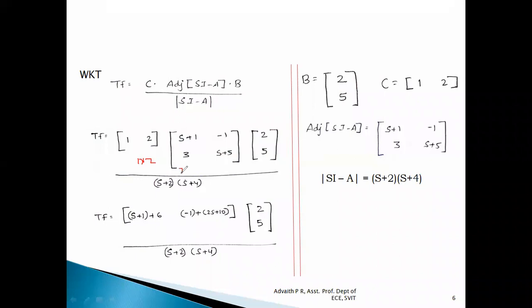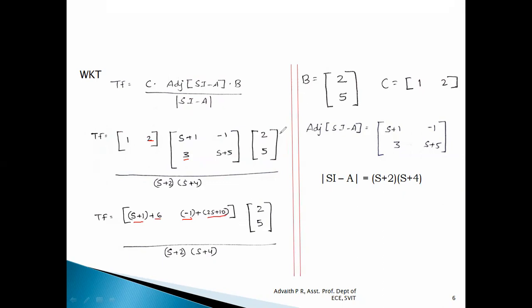Now, if we clearly observe over here, we have a 1 cross 2 matrix being multiplied with a 2 cross 2 matrix. When a 1 cross 2 matrix is multiplied by a 2 cross 2 matrix, the resultant which we obtain is a 1 cross 2 matrix. So 1 multiplied by S plus 1 gives S plus 1, plus 2 multiplied by 3 is 6, plus 6. Again, 1 multiplied by minus 1 is minus 1, and 2 multiplied by S plus 5 is 2S plus 10.